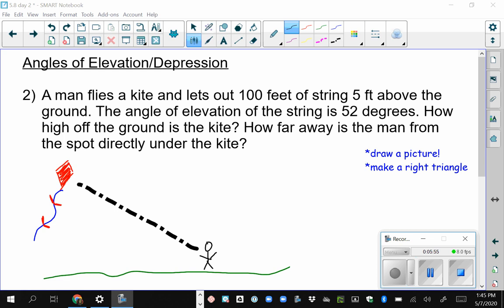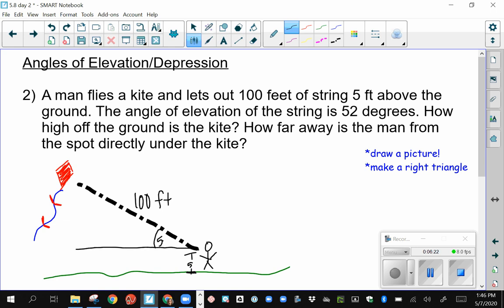Example 2, it says a man flies a kite and lets out 100 feet of string and does that 5 feet above the ground. So his arm must be 5 feet above the ground. All right, so I've got that. My string is 100 feet. It says the angle of elevation of the string. Anytime you're doing an angle of elevation or depression, that's in comparison to, think eye level. His eyes must pass through 52 degrees to get to the kite. And what that will do for us is allow us to make a right triangle. In all of these angle of elevation and depression questions, you're going to need right triangles.